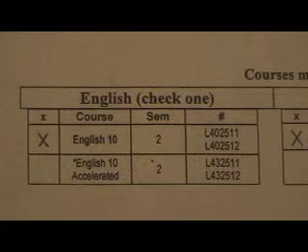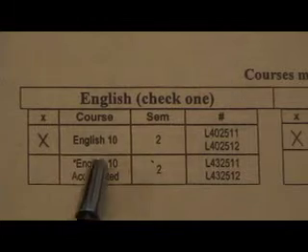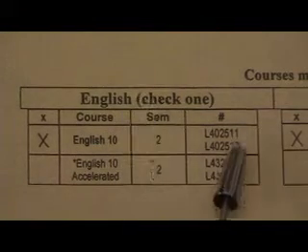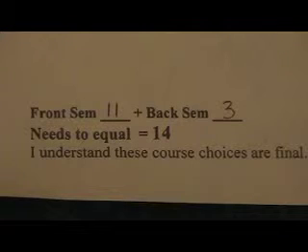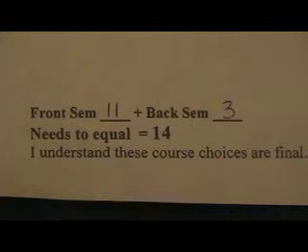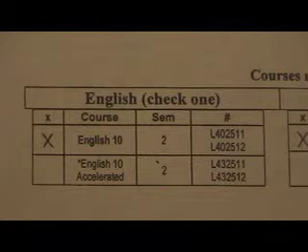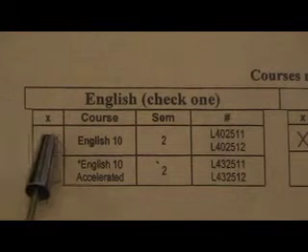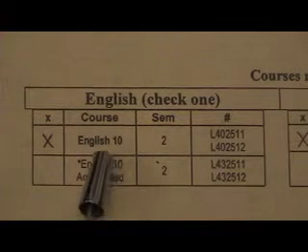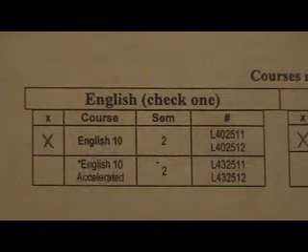On your registration form, you will see the course, the number of semesters the class meets, and the course numbers. The goal of registration is to sign up for 14 semester courses. In order to select a course, please place an X next to the course in which you would like to take. Most of the core classes for each grade level are listed in bold print.